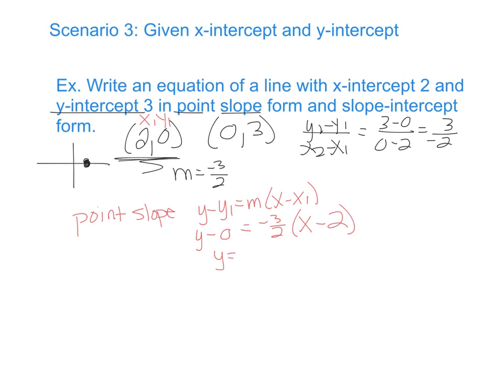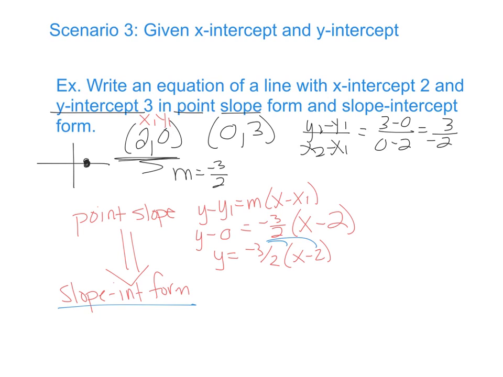So I'm going to simplify this. y equals, I don't need that 0 there, negative 3 over 2, x minus 2. This is point-slope form. I've simply inputted the point and the slope. If I want to change this to slope-intercept form, I need to continue to simplify. So that would mean that I'd have to distribute.